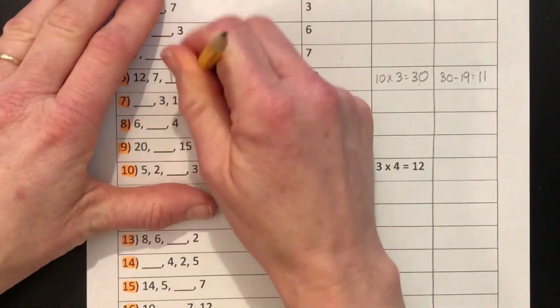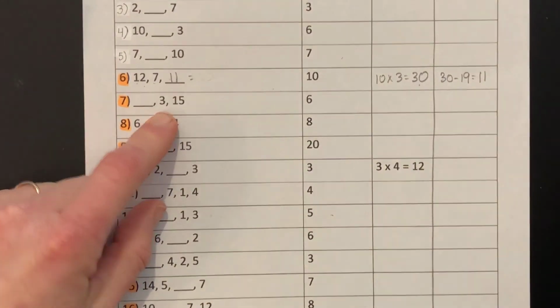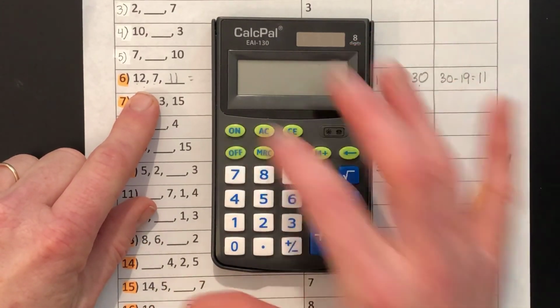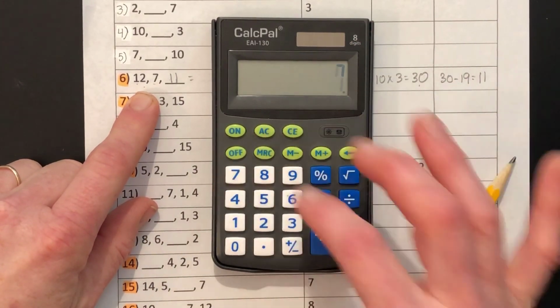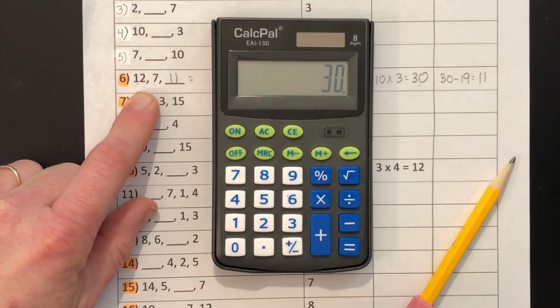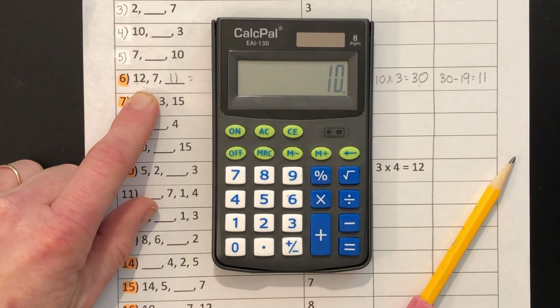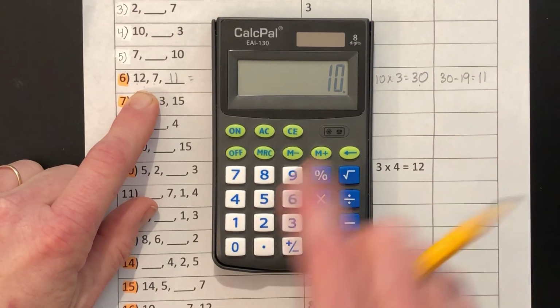So sure enough, and if you don't believe me, you can average. Let's do it. 12 plus 7 plus 11 equals 30, divide by 10. No, we divide by 3, because there are 3 in each group, and we get 10. So you see, that's the average.